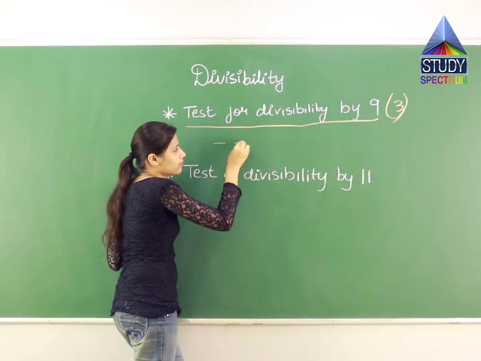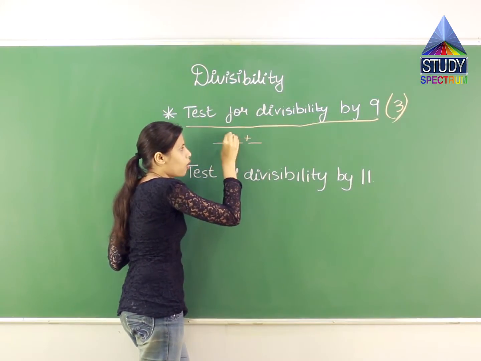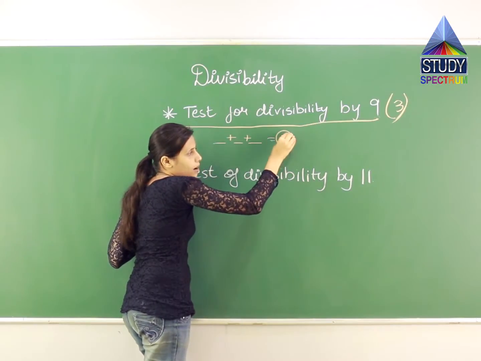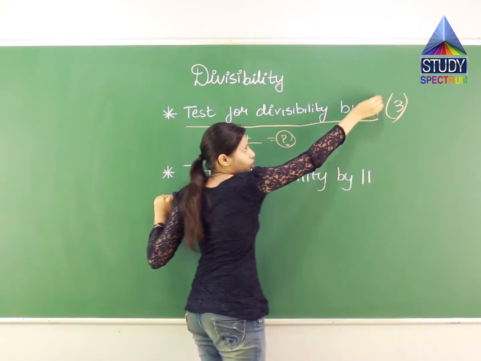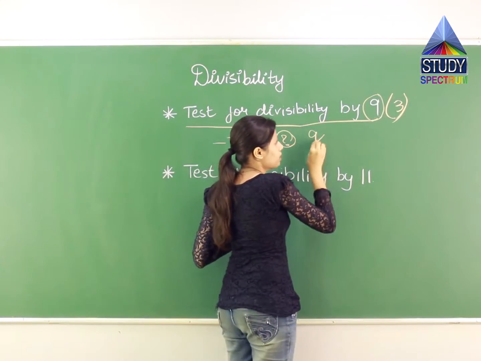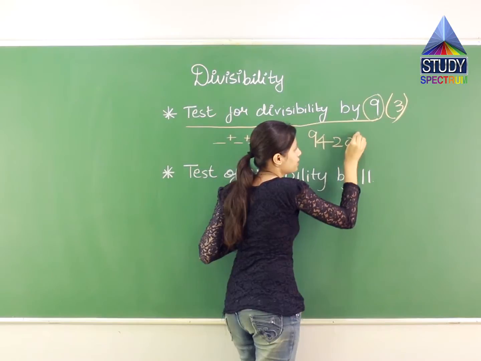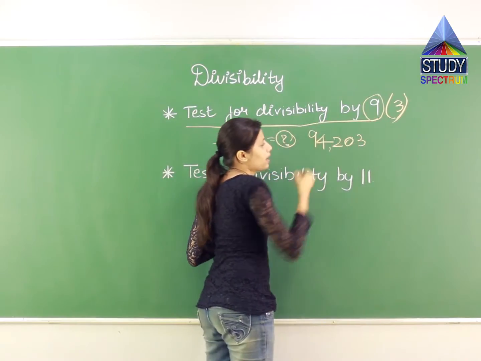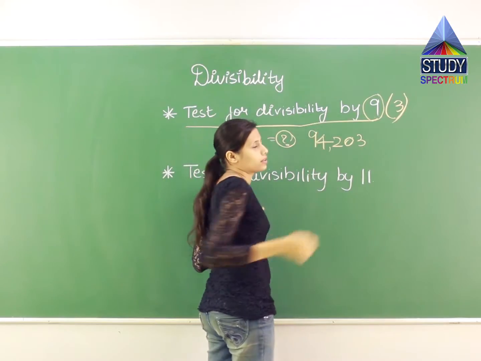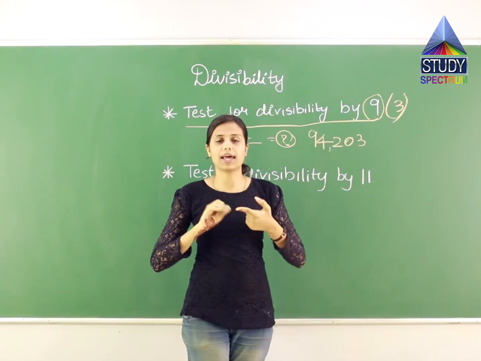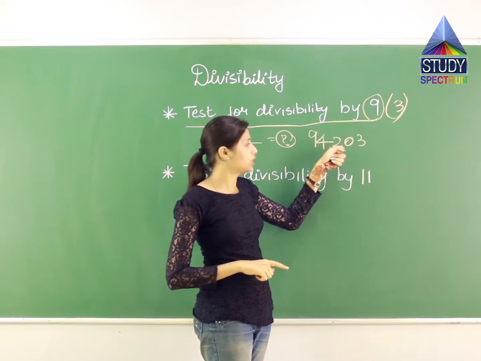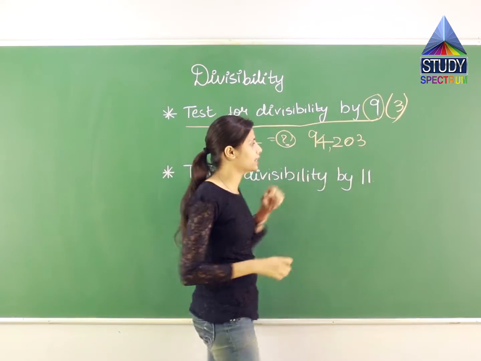If the numbers are given to you, you will add them all and find the sum. Now you will check whether this sum is divisible by 9 or not. Okay? Suppose the number is 94,203. Add them all. 9, 10, 11, 12 and 13. So I got 13, 14, 15, 16, 17, 18.